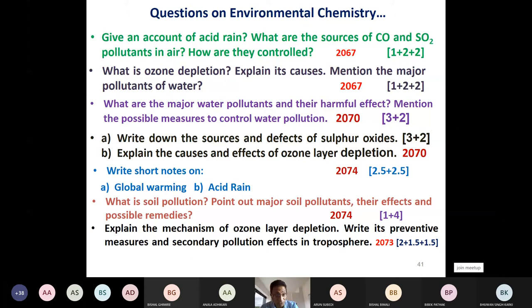Then the effect of lower level ozone. If questions are slightly modified, then you just modify your answer. Think it twice, then answer. I think it will be very easy for you.